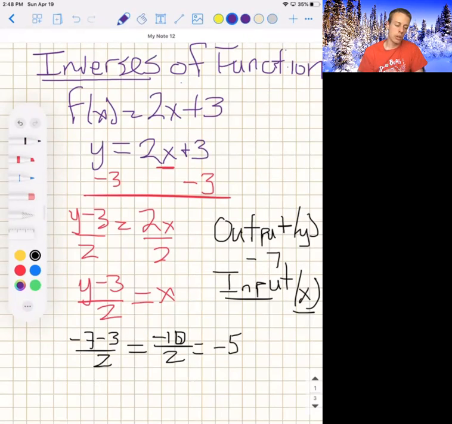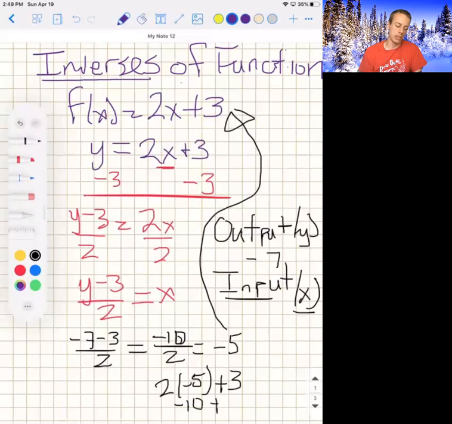So this means if we had gone back to our original equation, we could check this. If we had plugged in -5, our output should have been -7. And I think you would see that this is true. 2 times -5 plus 3, well, that's -10 plus 3, which is indeed -7. So again, we're just working backwards, and we got x by itself. We got an equation where x was by itself, and that's actually going to turn out to be what's called our inverse function.